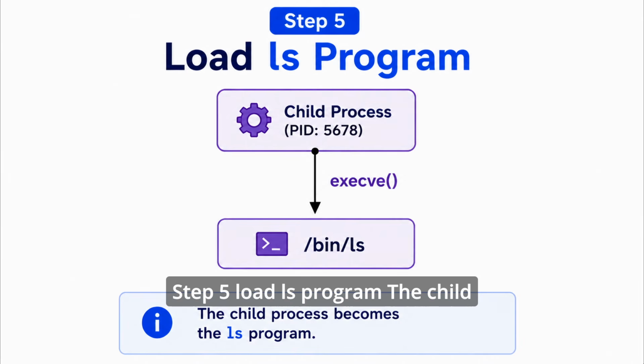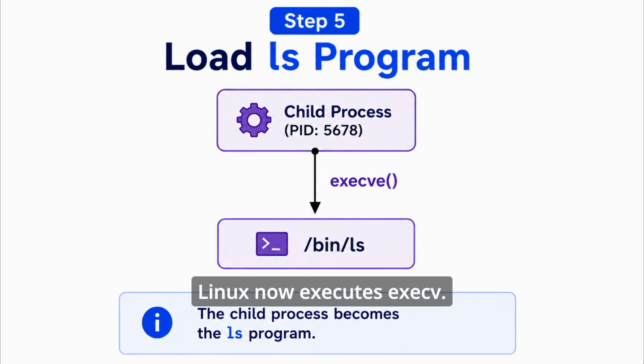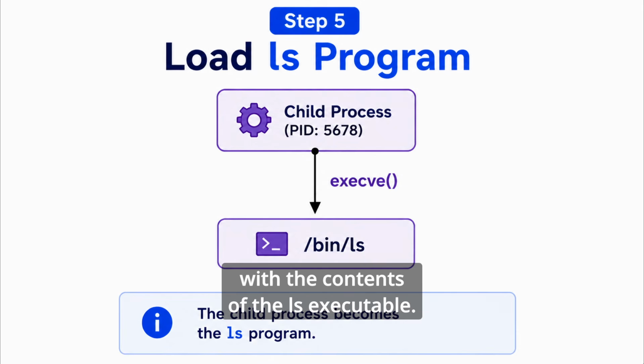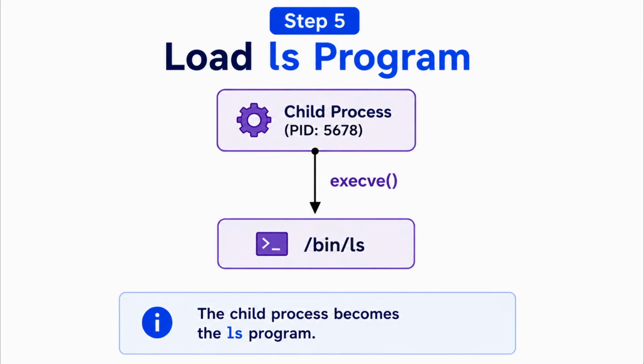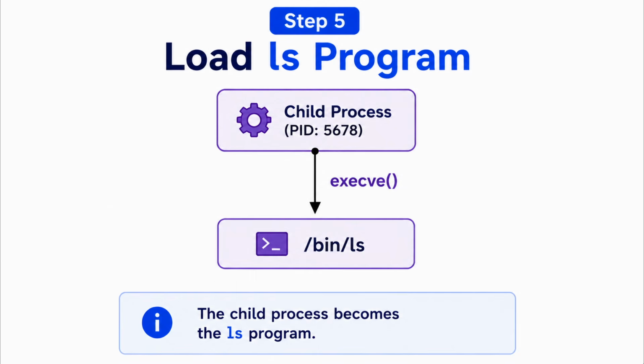Step 5. Load ls program. The child process is still a copy of the shell. Linux now executes exec. This system call replaces the shell code with the contents of the ls executable. The process remains alive. But it is no longer a shell. It has officially become the ls program.